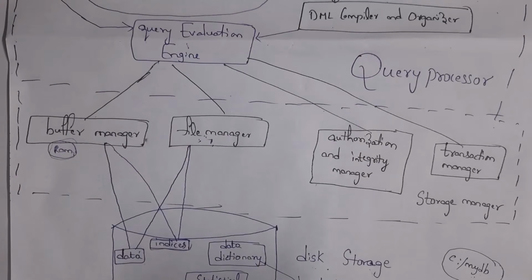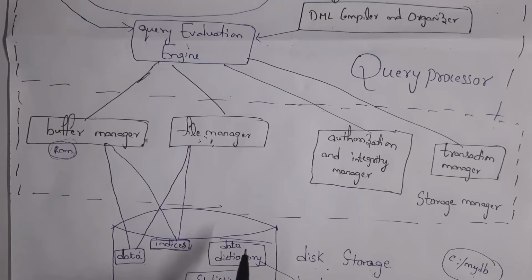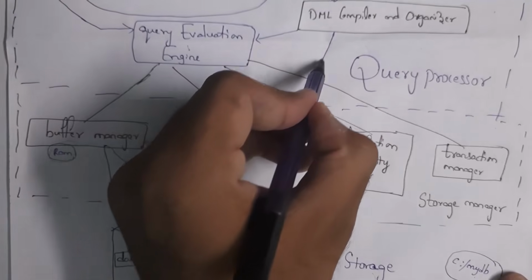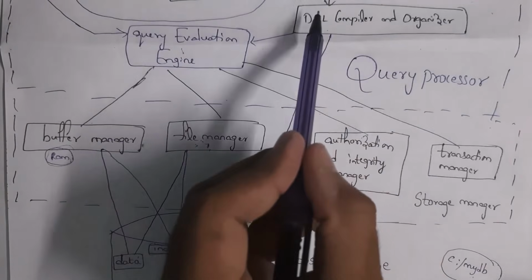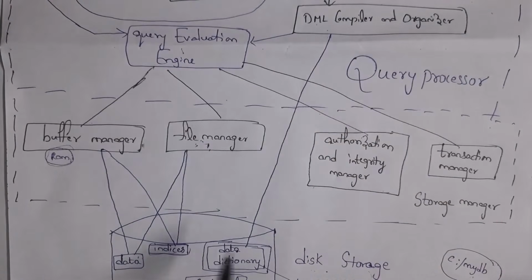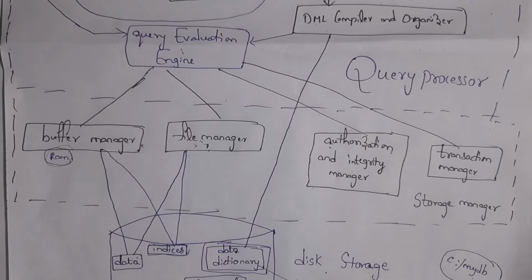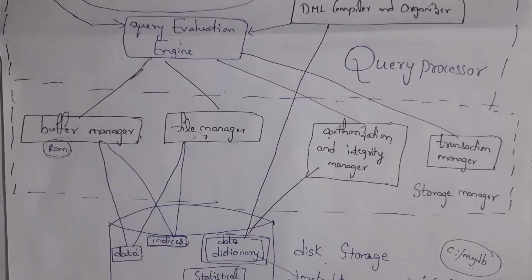Whether that user has write permission or not, that information is stored in the data dictionary. So this DML compiler will check information from the data dictionary. So I am connecting this DML compiler and organizer to the data dictionary. Authorization and integrity manager: the name itself says authorization. A person who has authority to insert data can insert data. So I am connecting this authorization and integrity manager to the data dictionary.